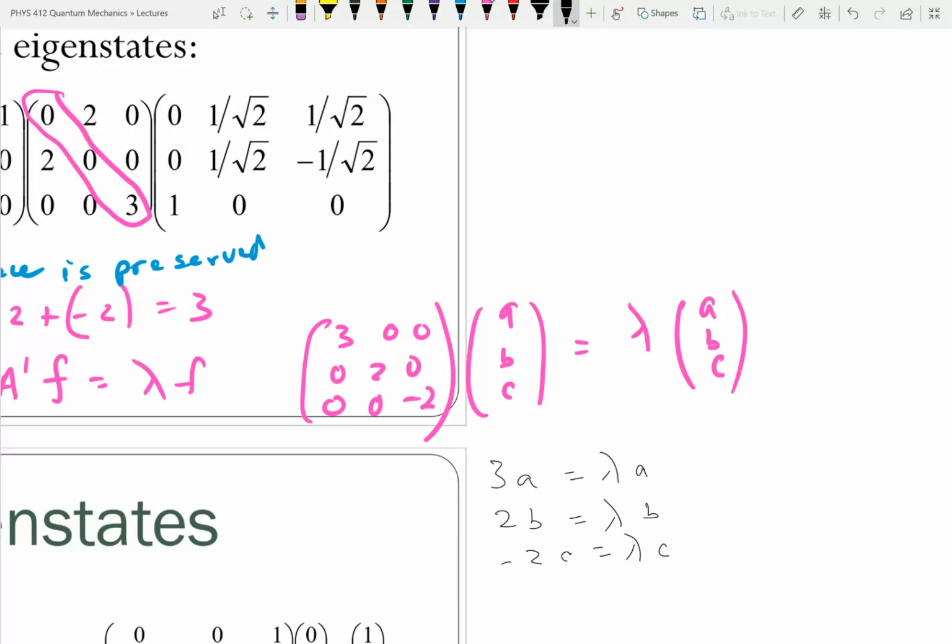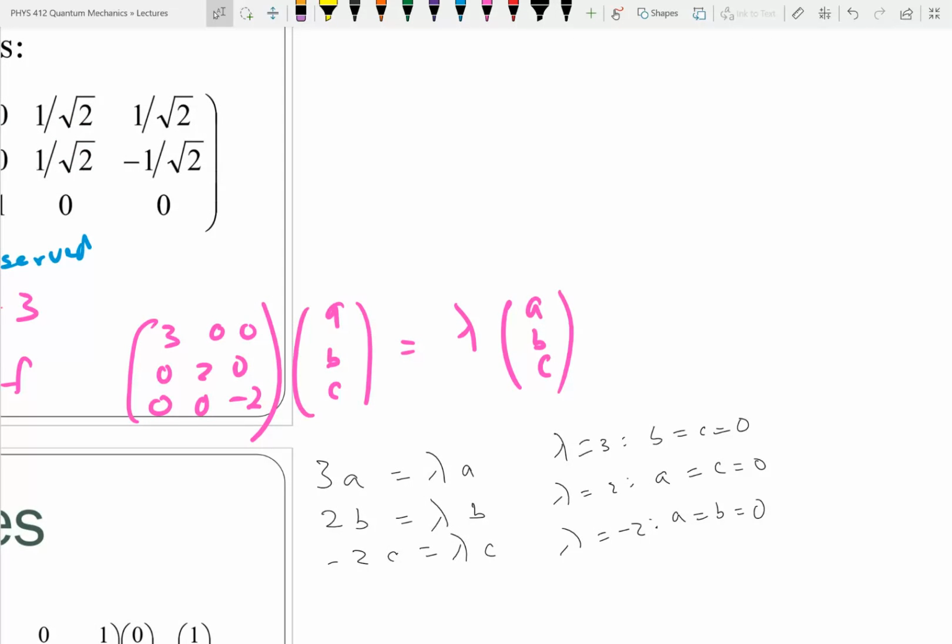And if lambda is equal to 3, only the top one could be correct. If lambda is equal to 2, only the middle one can be correct. If lambda is equal to minus 2, only the bottom one could be correct. So that means you have the three cases, and those are what you get. You have to set two of them equal to 0 because you're never going to have 2b equals 3b. You're never going to have 2b equals minus 2b. And so that's where you get these from. So you can see that diagonalizing made it so I'm going to have the simple 1, 0, 0, 0, 1, 0, and 0, 0, 1.